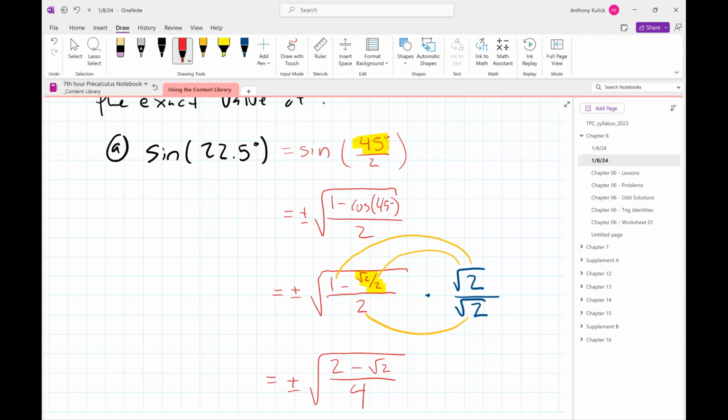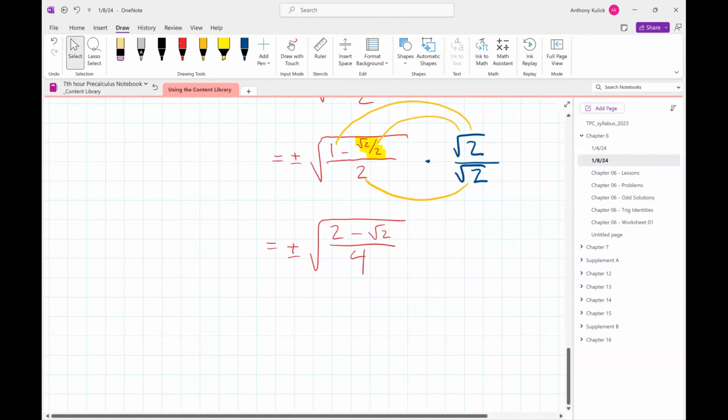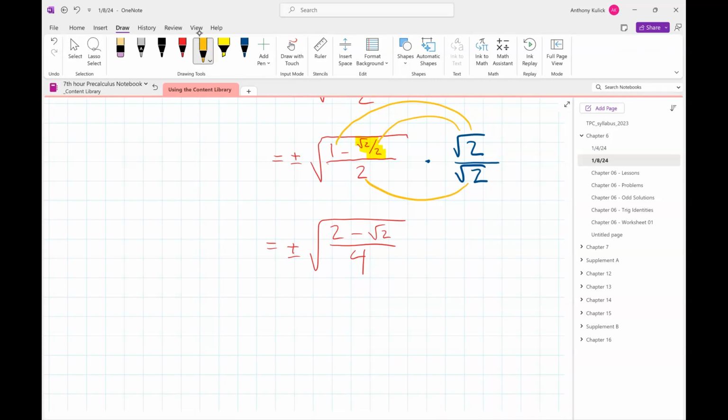Is everybody okay with what I did there and how I got that? We're good with the arithmetic that happened? Okay. Now I still have one little problem with this aside from the plus or minus, which we'll get to. What's the issue that's going on here? I'll give you a little hint.